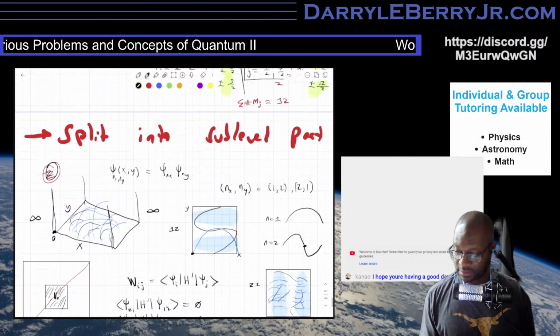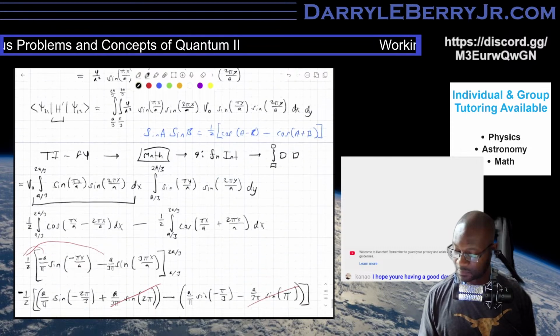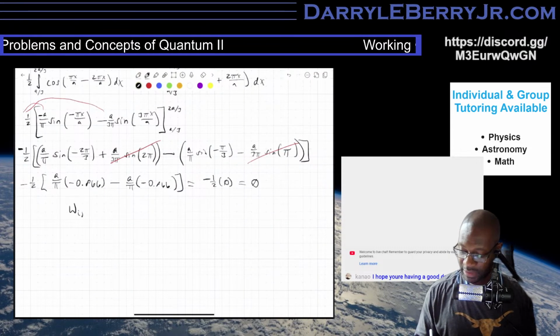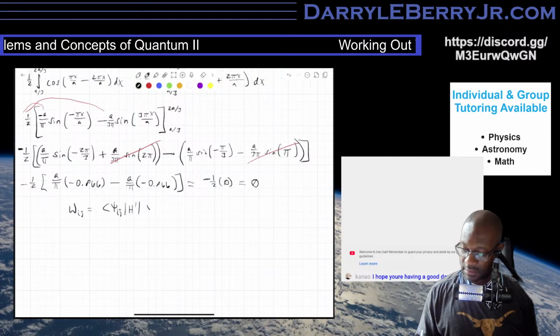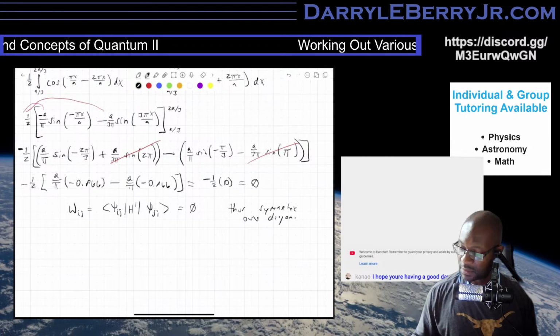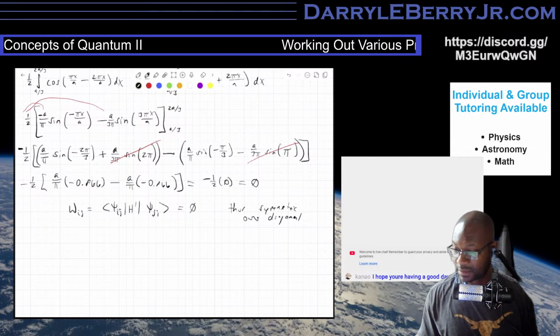Okay, so we see that this one here, the W matrix is 0. So that means that it's symmetric over the diagonal. Wij equals psi ij psi ji equals 0. Thus symmetric over diagonal. And of course, we can tell by looking.